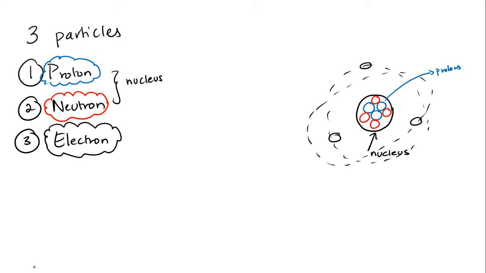Protons, which make up the nucleus, and my neutrons, and then I have electrons over there. Okay, so let's talk about the mass of these particles. We know that there are three particles: protons, neutrons, and electrons. And we know that protons and neutrons make up the nucleus, and that electrons are on the outside of the nucleus.